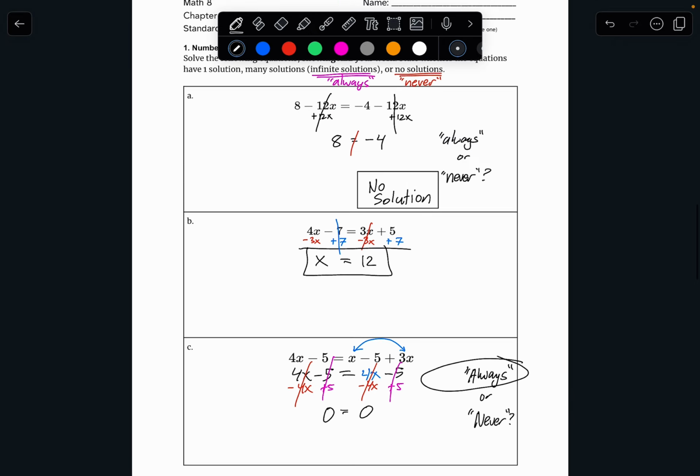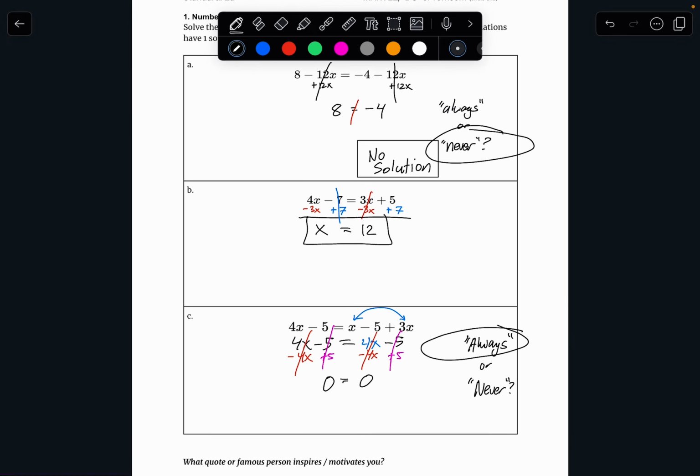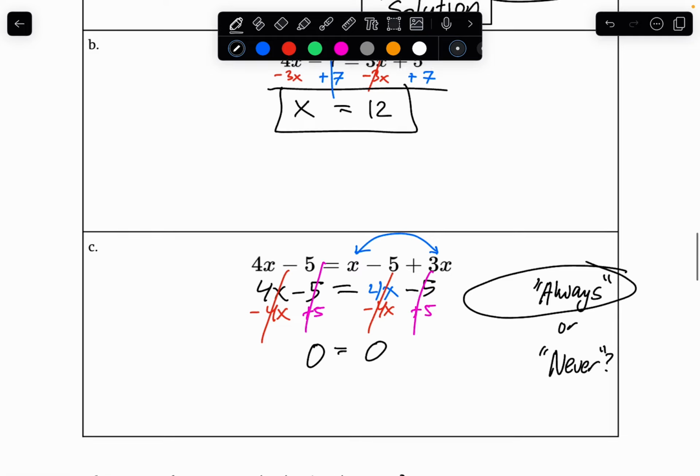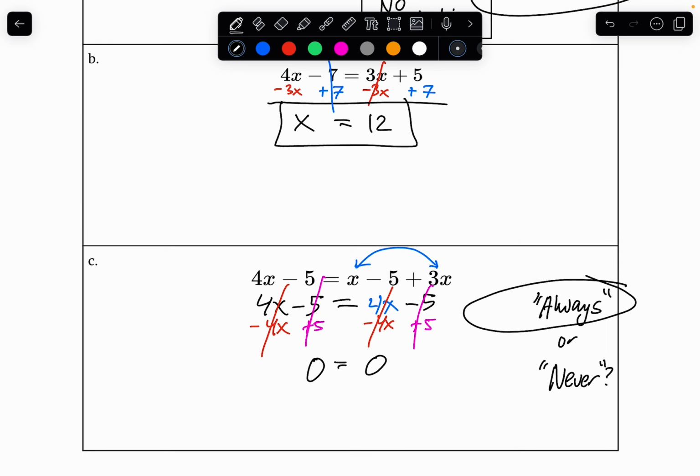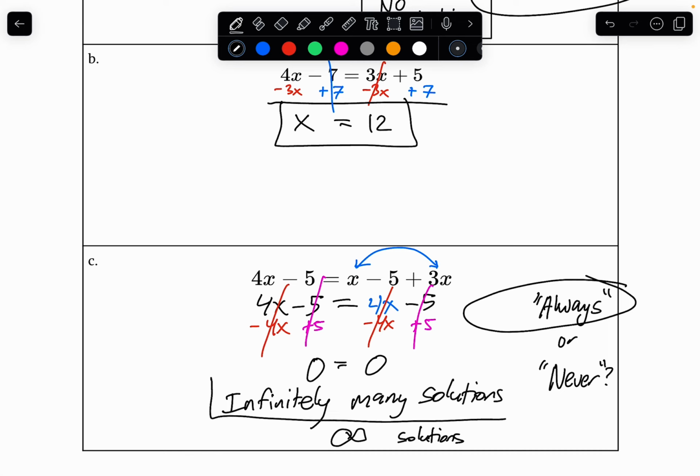Our first problem in this situation was never. But does 0 always equal 0? Or does 0 never equal 0? 0 always equals 0. So we're going to say infinitely many solutions. Or for short, you can say infinite solutions. And that was the answer.